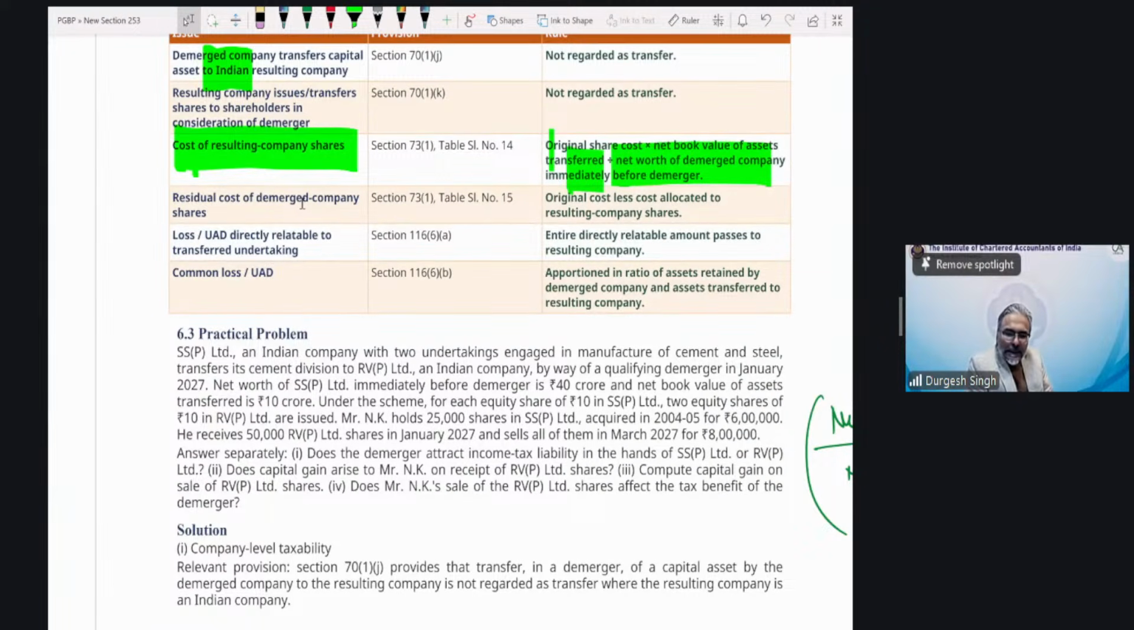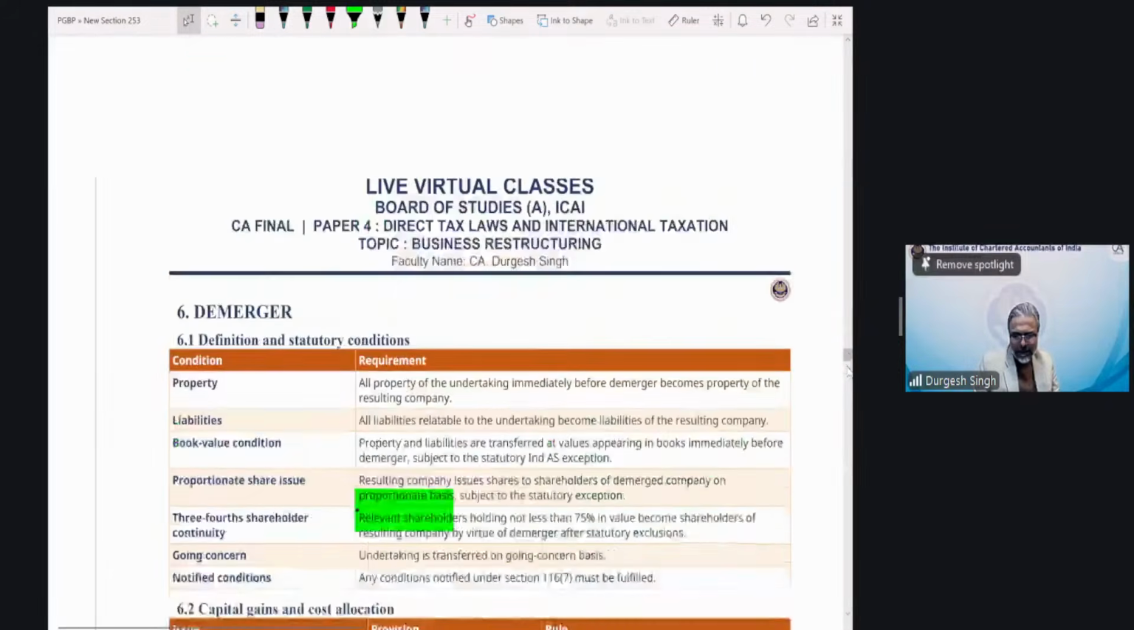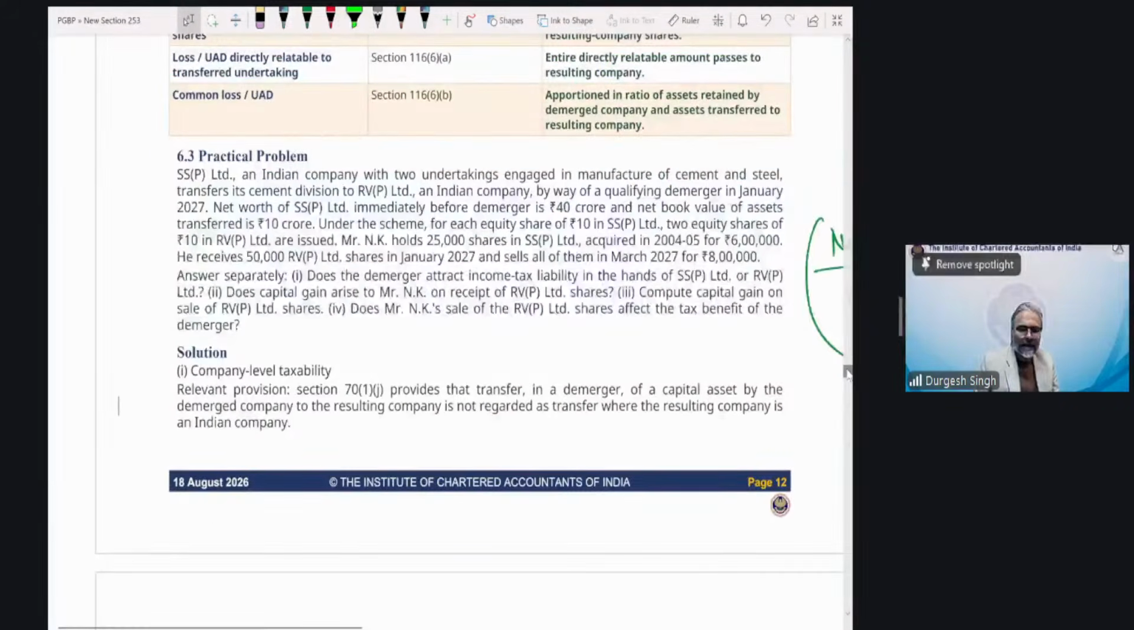Now, similarly, loss or UAD, which is relatable. That same thing in amalgamation also, we referred to the same thing. Loss and the UAD of the predecessor company, can that be carried forward by the successor? The answer is yes. Similarly, loss or UAD relatable to the division will be carried forward, students, to the successor resulting company.